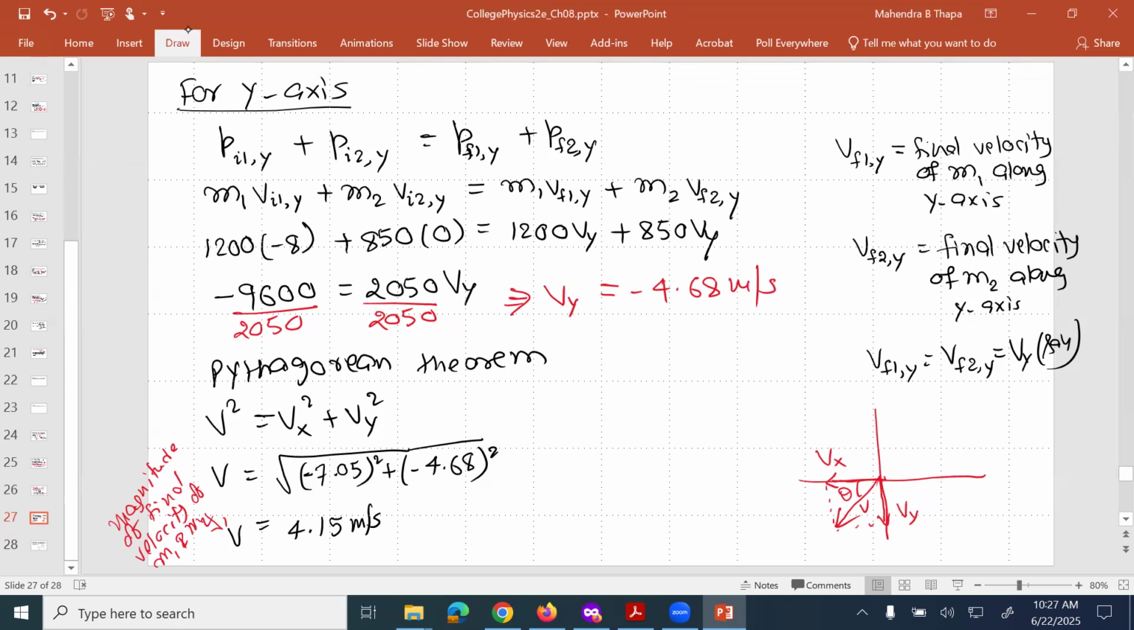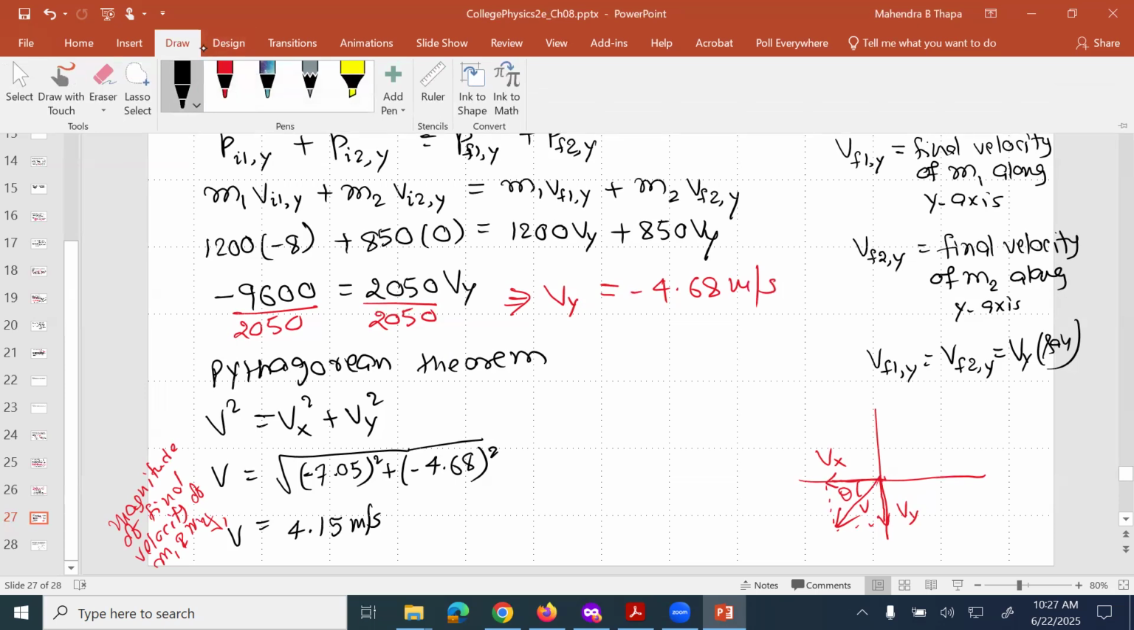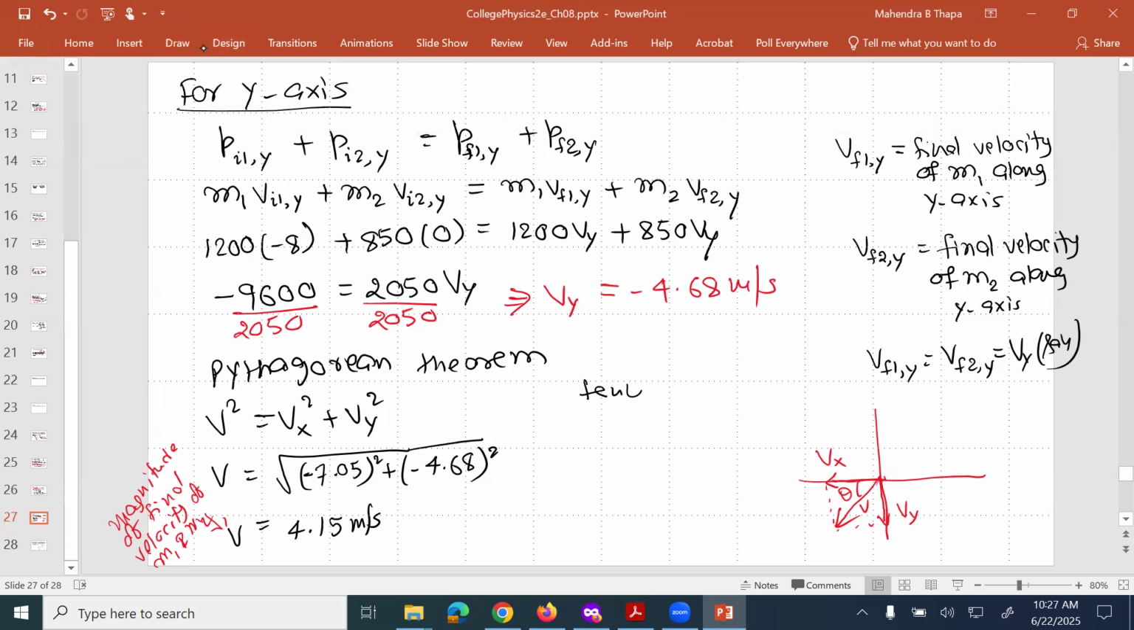So we can find the angle. From this picture, we can write tan theta equals, we generally consider the magnitude, Vy over Vx. So theta gives us tan inverse of 4.68 over 7.05. That gives us theta equals 33.57 degrees.